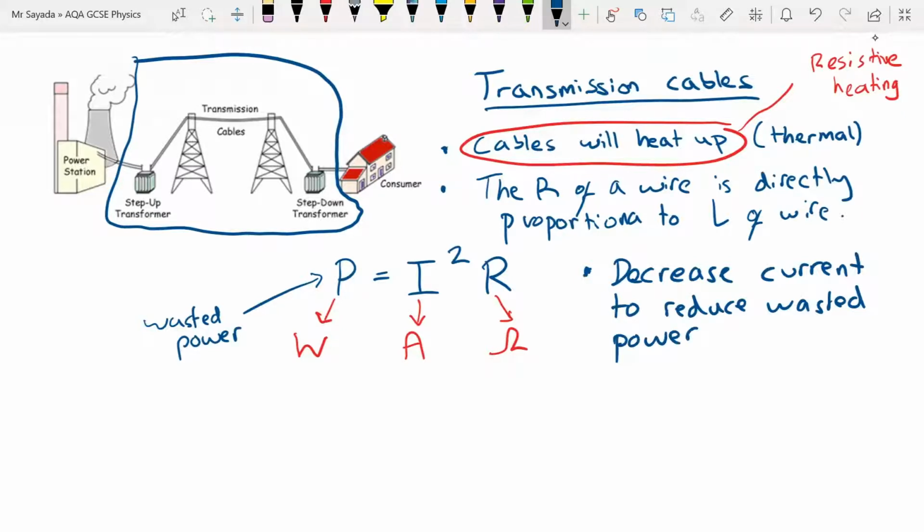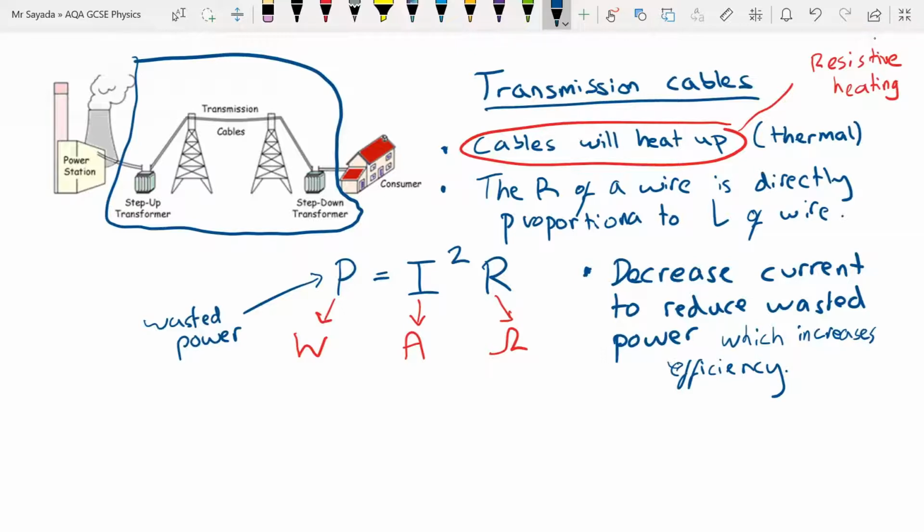And if we can reduce the wasted power, does that increase or decrease efficiency? Say your answer to the video. You should have said that that increases efficiency. If we are reducing the wasted power, we are increasing the proportion of power which is transferred usefully. So we want to decrease the current to reduce the wasted power. I'm just going to show you an example of this.